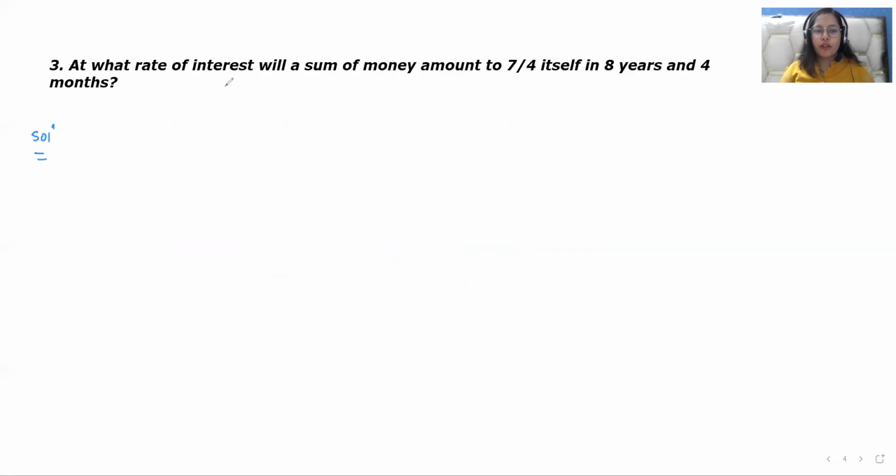At what rate of interest will a sum of money amount to 7/4 of itself in 8 years and 4 months? So in this case, what we have to find? Rate of interest. And what is given? They said the sum of money. Sum of money means principal. So let the principal be P. We assume that the principal is P, and they did not give the value of rate, so we'll consider rate as R.